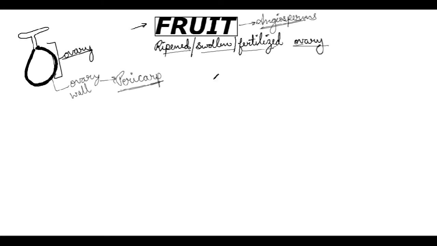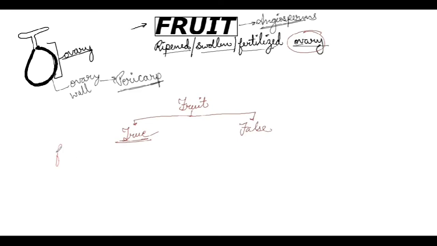Now, we said that the ovary is forming the fruits, but sometimes this ovary does not form the fruit alone, but it takes some more parts of the plant or some more parts of the flower to form the fruits. Hence we can classify these fruits into two types. One is true fruits and another one is false fruits. True fruits are the fruits which are formed only and only from the ovary.